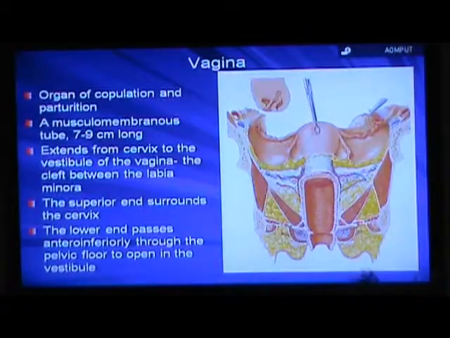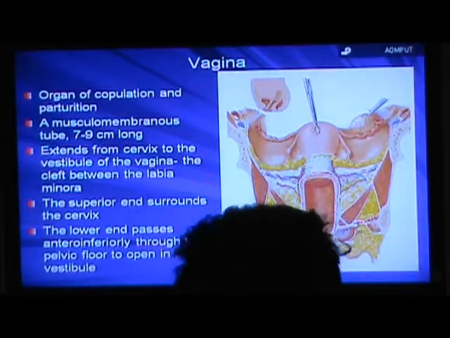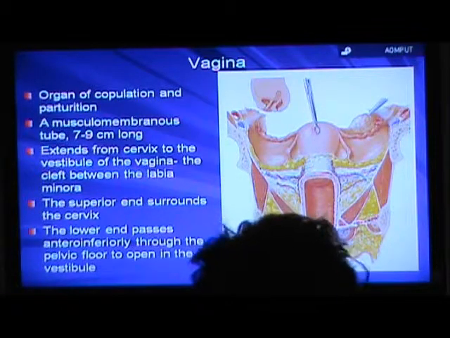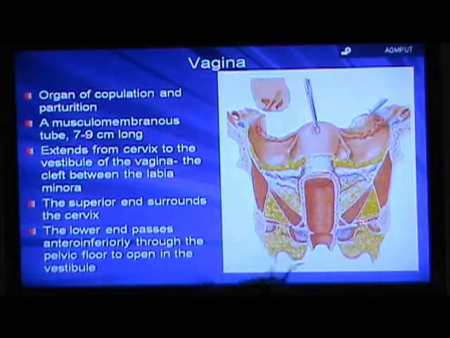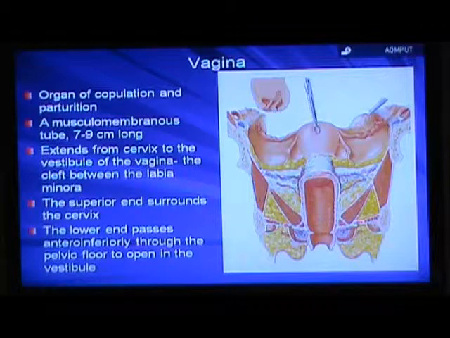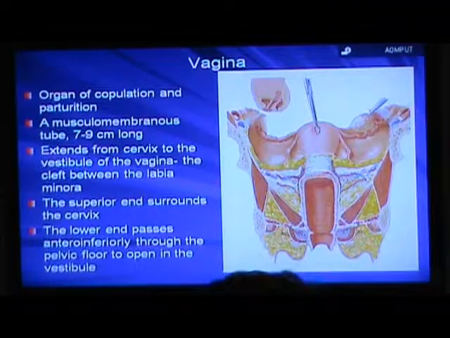So, now the vagina. The vagina is an organ of copulation and parturition. It's a muscular membranous tube that's 7-9 centimeters long. It extends from the cervix to the vestibule of the vagina, the cleft between the labia minora. So remember this term, the vestibule of the vagina.